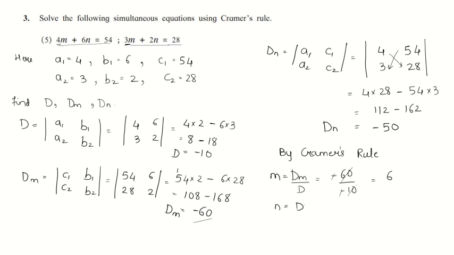N is equal to dn upon d, where dn is minus 50 and d is minus 10. So here 10 ones are 10, 10 fives are 50. Therefore the solution is m comma n is equal to 6 comma 5.